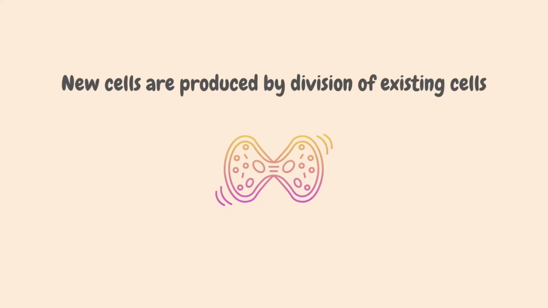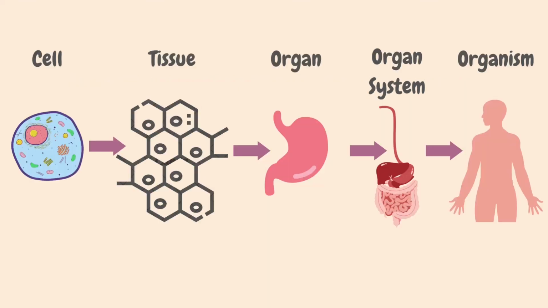An organism is made of many cells. So how are new cells made? They are produced by the division of existing cells. A single cell divides to make two cells, and these two cells then divide to make four cells, and so on. The most basic unit is the cell.